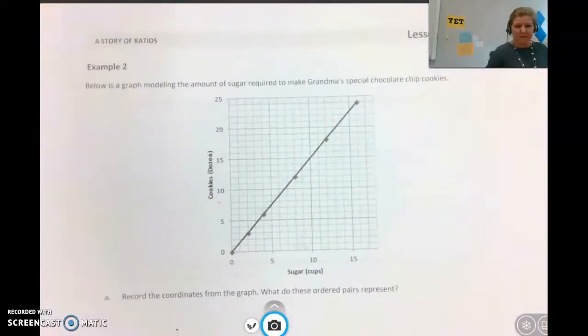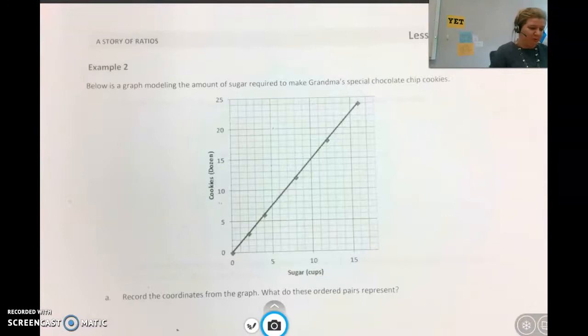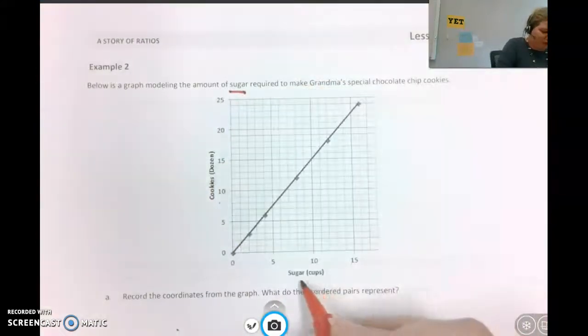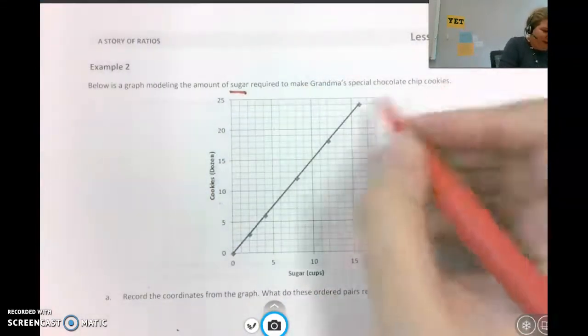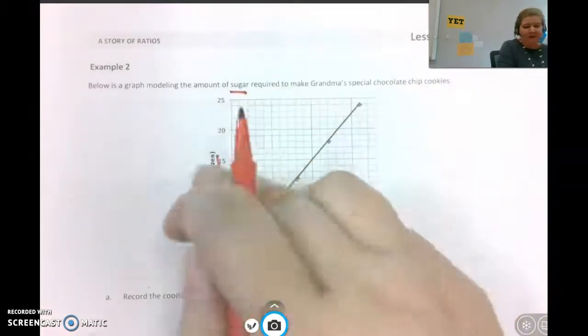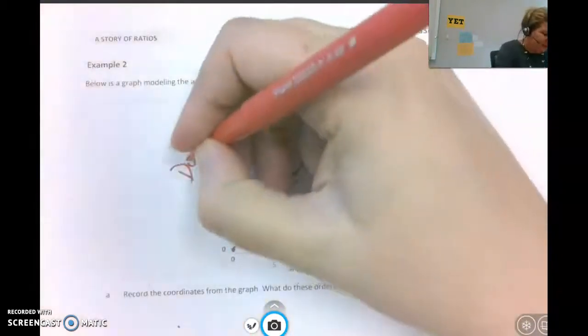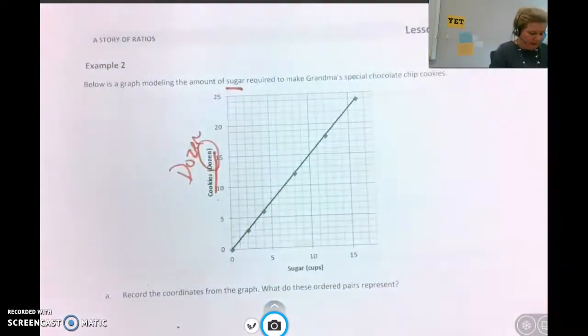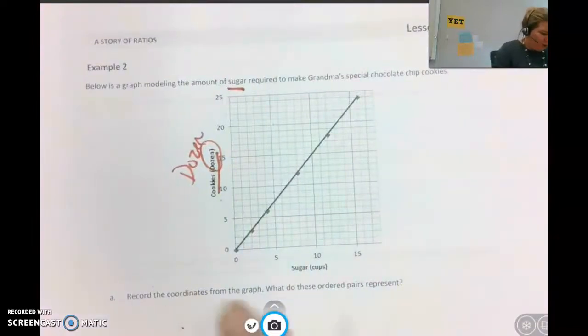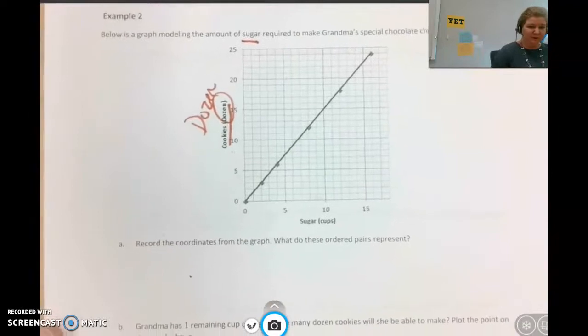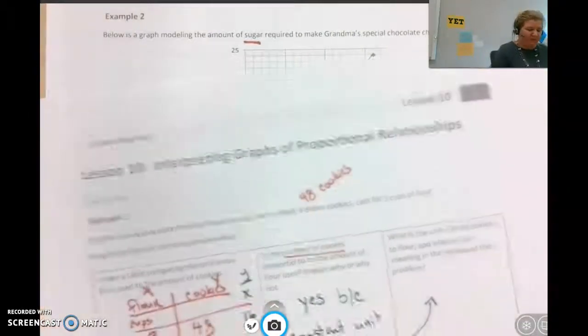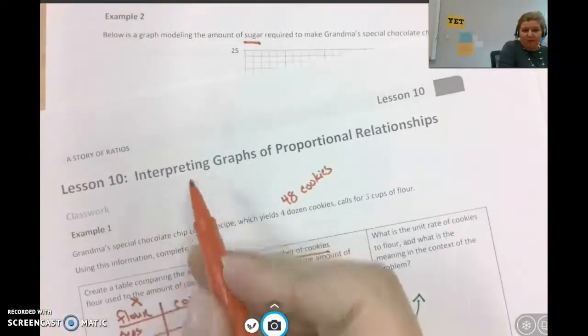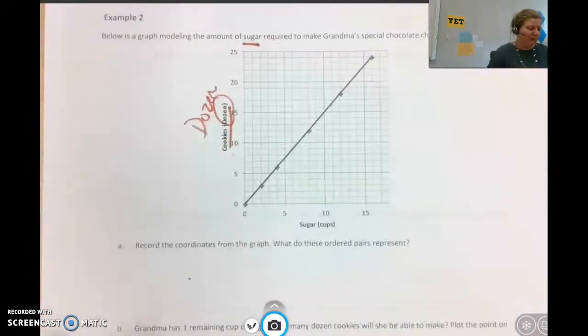Here's the next one. Here's a graph. This is the amount of sugar, and this is by the dozen. Notice this is by the dozen cookies. Record the coordinates from the graph. And what do these ordered pairs represent? So we're reading the graph. Remember our title today? Interpreting. So we're reading it, figuring out what it means.